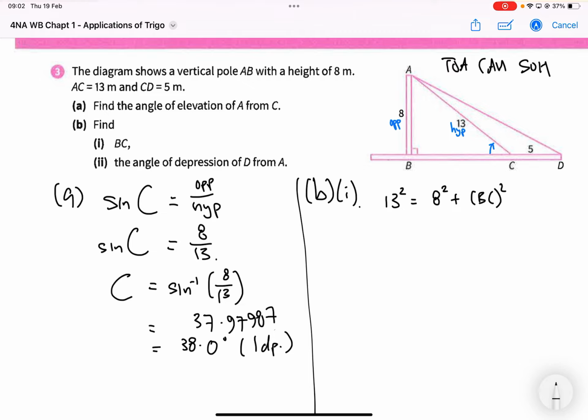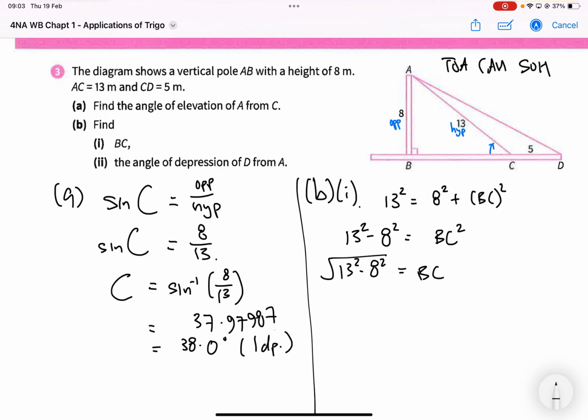I want BC, so I move my 8 squared across. 13 squared minus 8 squared equals BC squared. Then if I want BC, I take the square root on both sides. So this one should be minus. But I don't need to remember so many formulas. I just remember the longest side squared is the two shorter sides squared and added together. It cannot be the other shorter side. The special one is the longest one. The other two add together.